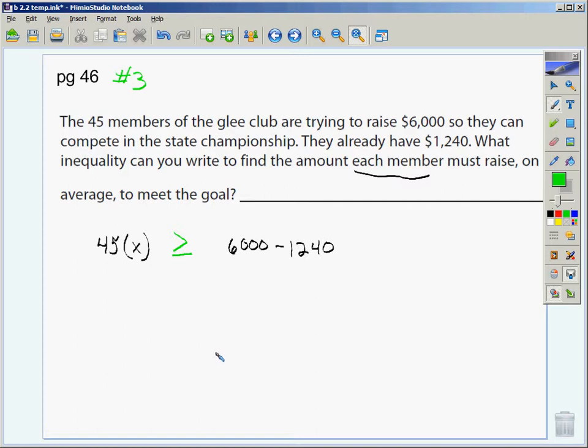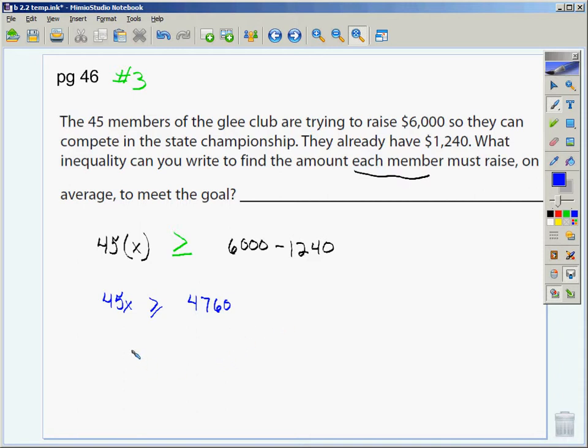Does everybody understand how I took the time to write the inequality? That's the inequality. And the only thing that we're going to add to writing it is we're also going to what? We're going to solve it because we have the ability to solve it. Now, we're going to take the 6,000 and the 1,240 and we're going to actually subtract them. So 6,000 minus the 1,240. And what am I going to do with that 4,760? I'm going to divide it by 45.